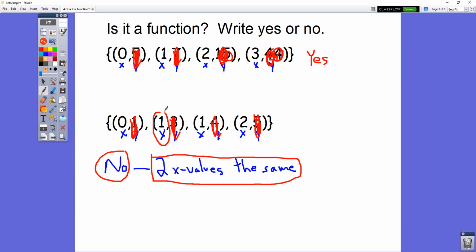Since I have two X values that are the same, I have my 1 and my 1, this is a no. So anytime that there are two X values the same, it is a no. If all of the X values are different, it's a yes.